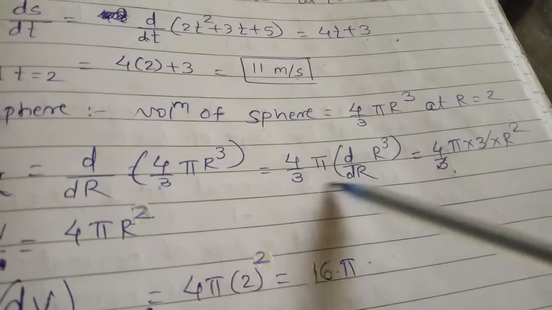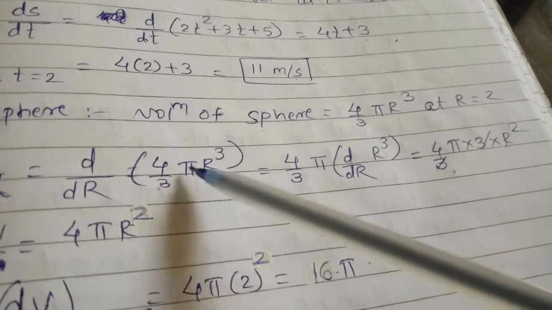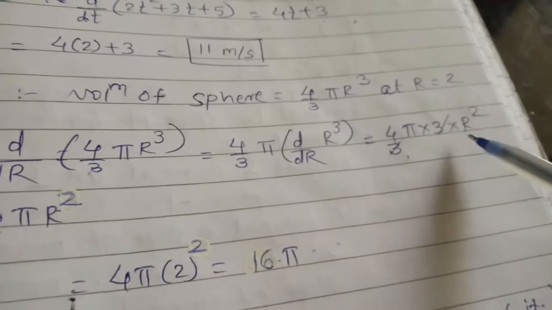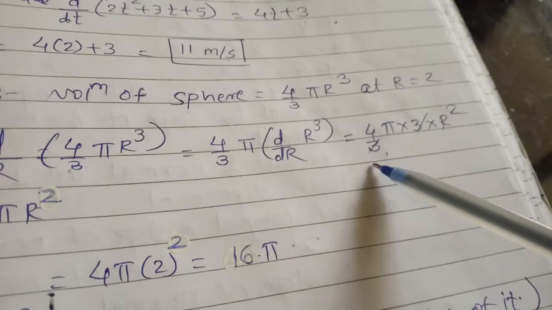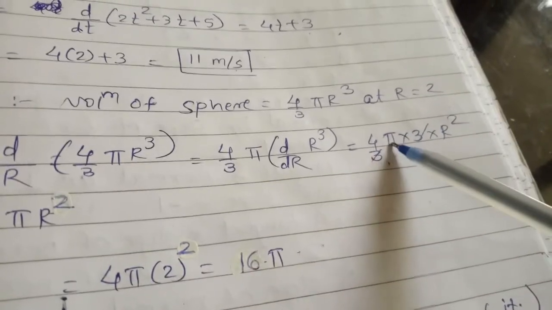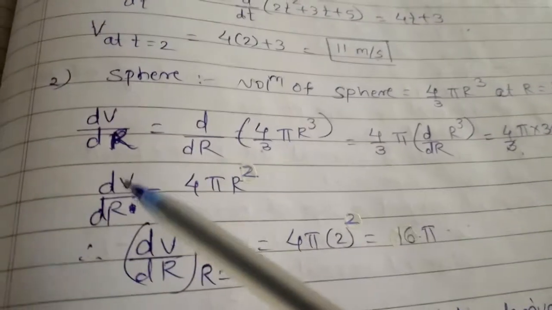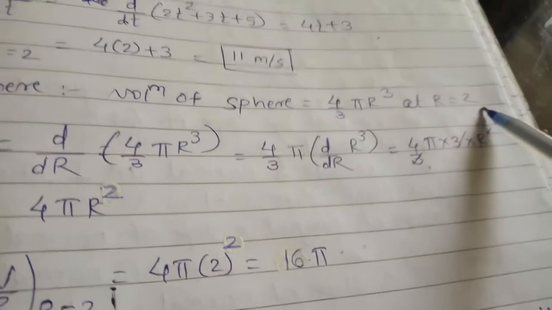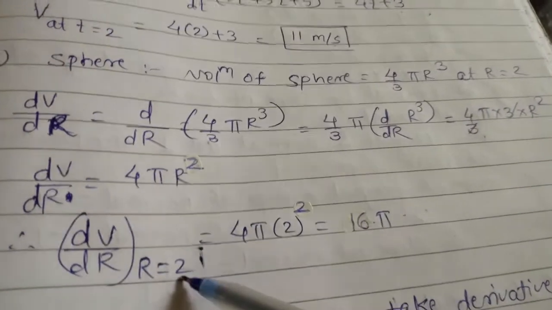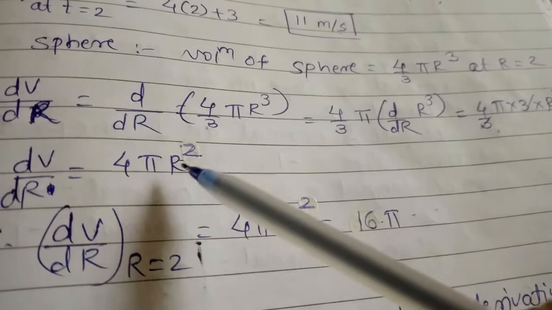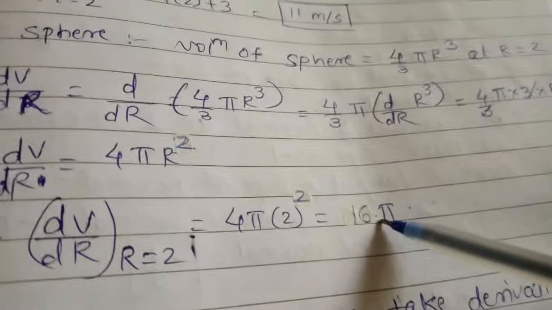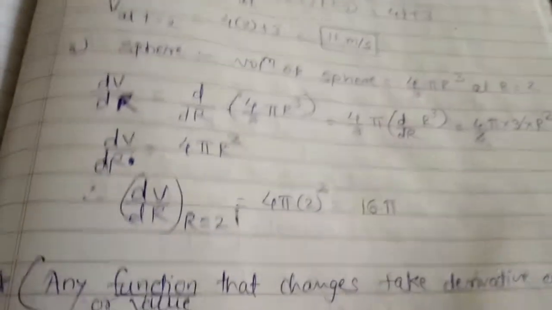So after taking the derivative, यहाँ पे 4 by 3 pi it is a constant, and the derivative of r cube is nothing but 3r square. So 3 will get cancelled, and so we get 4 pi r square. So this is the value of dv by dr. And यहाँ पे हमें r दिया गया है, that is 2. Again we are going to put down the value of r as 2. So यहाँ पे जो r था वहाँ पे हमने 2 डाला है. So 2 square, that is 4, 4 4s are 16 pi. This is the answer.